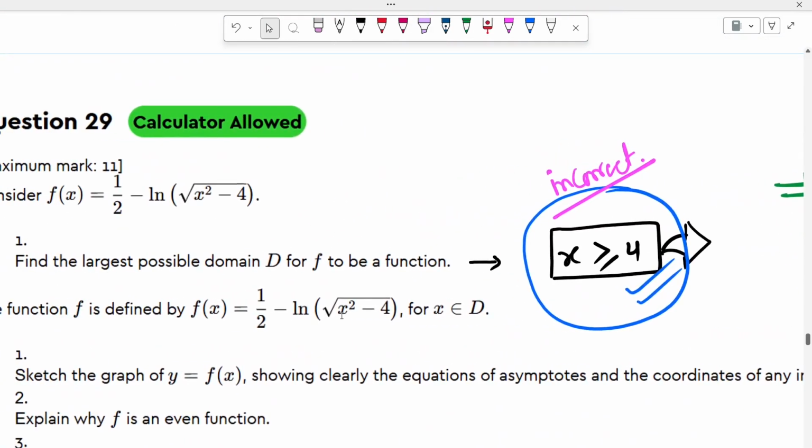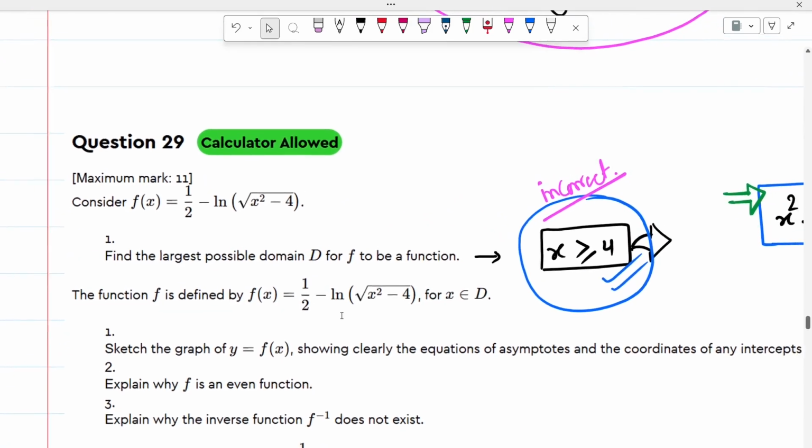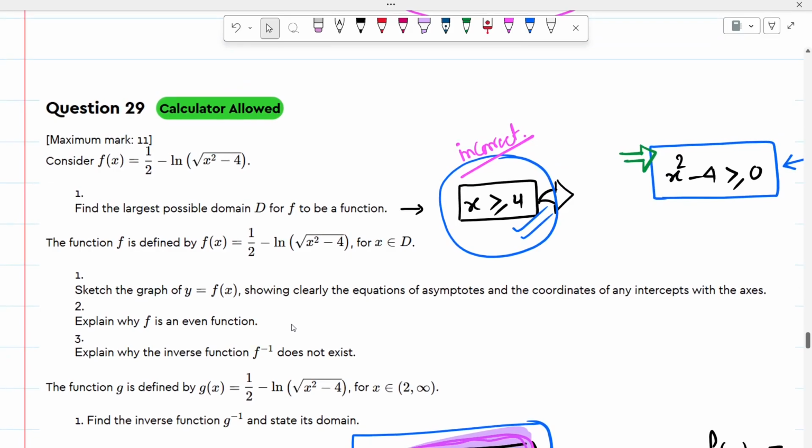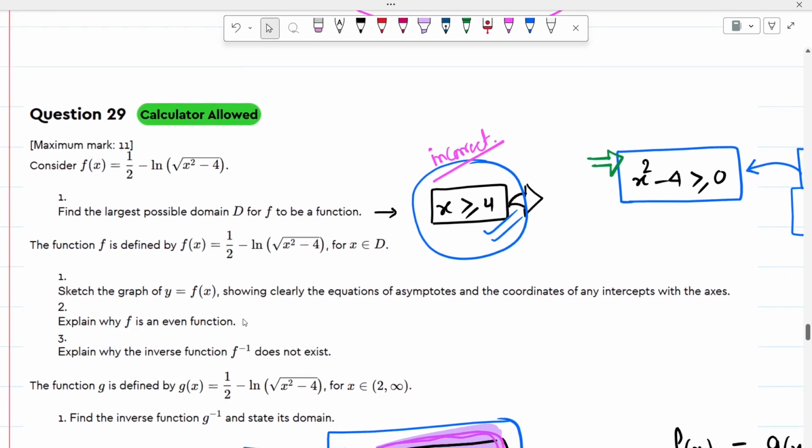Okay. Now sketch the graph of y equals f(x), clearly showing the equation of asymptote and coordinates of any intercept with the axis. So you have the calculator. Yep. Would you like to try?